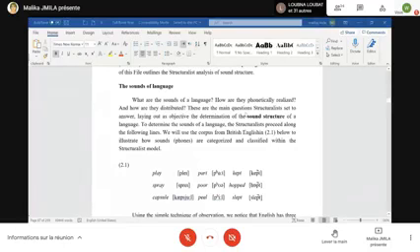And the main questions that the structuralists ask are three main questions. What are the sounds of language? How are they phonetically realized? And how are they distributed? Which means, what are the sounds that exist in the language? How are they pronounced? Does the context where they occur affect their pronunciation? These are the main questions that the structuralist asks.